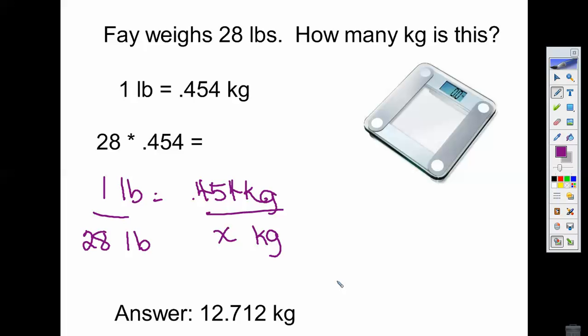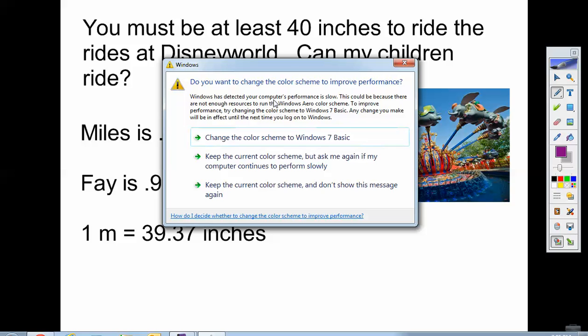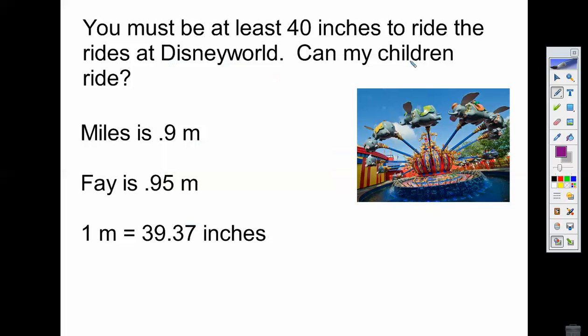Let's look at one more example. Let's say that in order to ride the rides at Disney, you have to be 40 inches. Well, Miles is 0.9 meters and Faye is 0.95 meters. So I want to know, can my kids ride the rides?